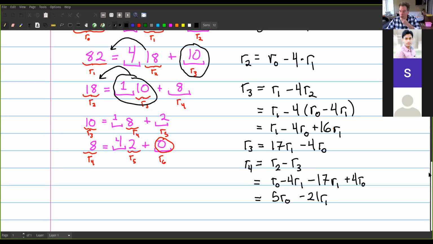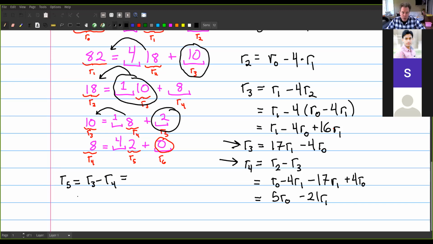Okay, and now it's time to do R5, which is the actual answer. So R5, take this and shove it over. So what is R5 in terms of R3 and R4? Just like R4. Yeah, R3 minus R4, that's right. And so now I have R4 and R3 in terms of R1 and R0. So this is going to complete the process here.